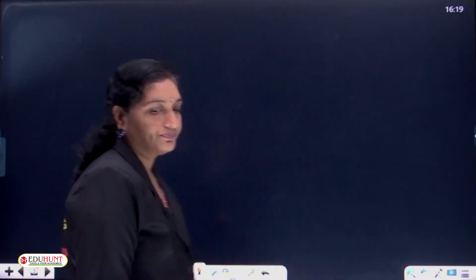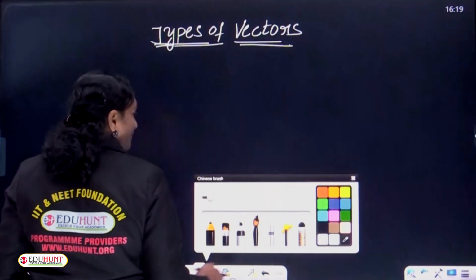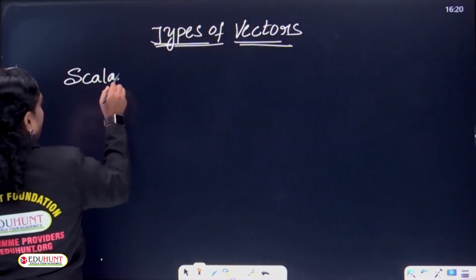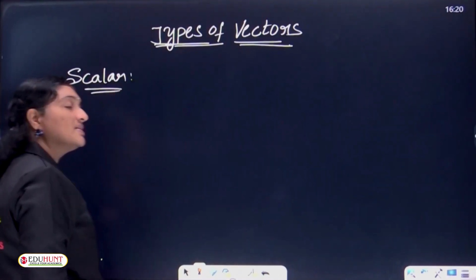In today's class, let us start with a new topic that is all about the vector concept. Before starting, let us understand the difference between scalars and vectors with a few examples. So here we begin with scalars and vectors. First of all, let us try to understand what exactly a scalar is. Children, what is a scalar?